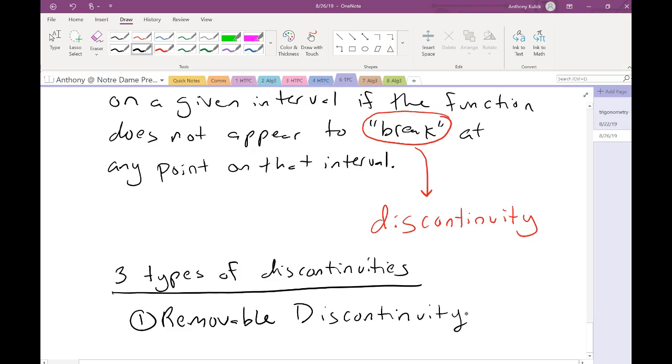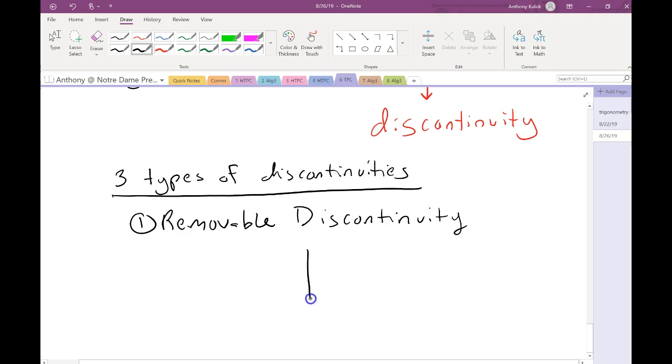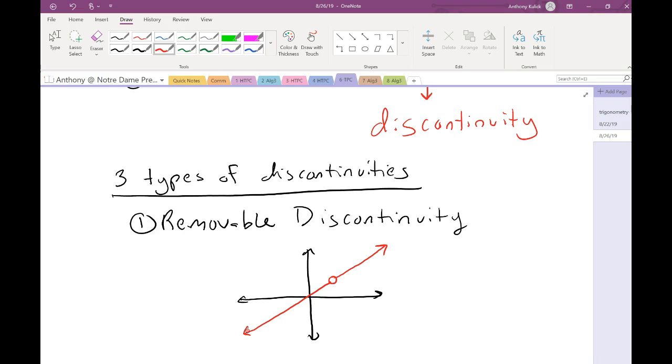The first type that you might remember from your Algebra 3-4 class was something called a removable discontinuity. If you remember, this could happen occasionally when we're dealing with rational functions. What a removable discontinuity looks like is a graph where there's some point missing on the curve. The way we represented that missing point on the curve was with an open circle.